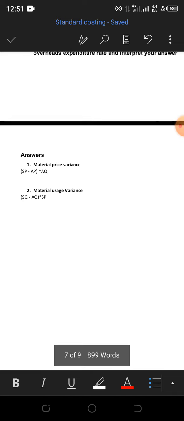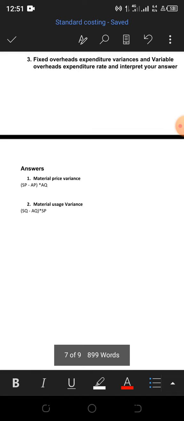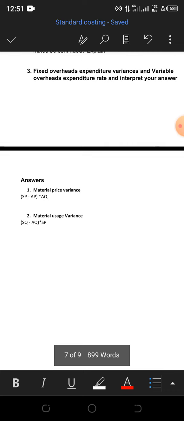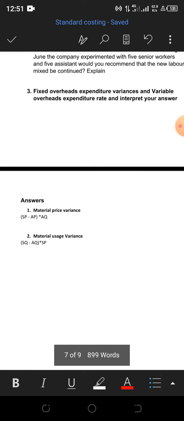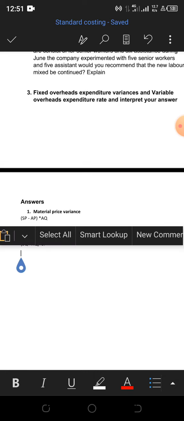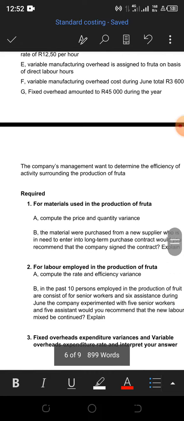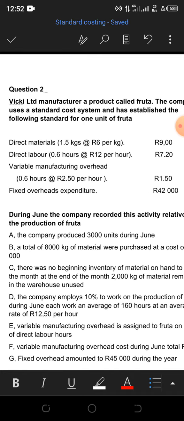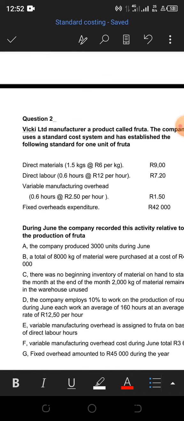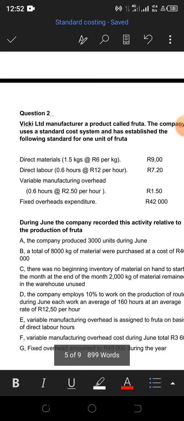Okay, so we have to determine our standard price, then we subtract the actual price, then we multiply by actual quantity. So the first part is to identify those figures. Firstly, let's get the standard price of material price. Okay, the standard price of material price is 6 rand per kg.